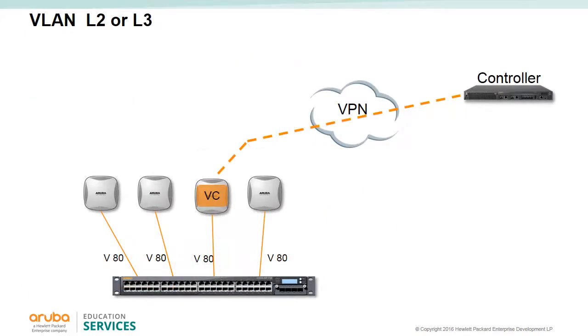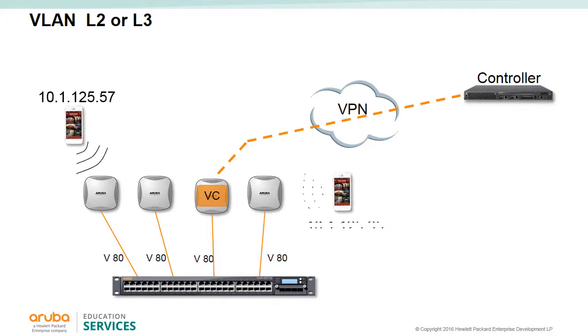A group of IAPs are all in VLAN 80. They form a cluster and elect an IAP to be the virtual controller. A VPN is set up to a controller at corporate. We decide to put the users in VLAN 125, subnet 10.1.125.